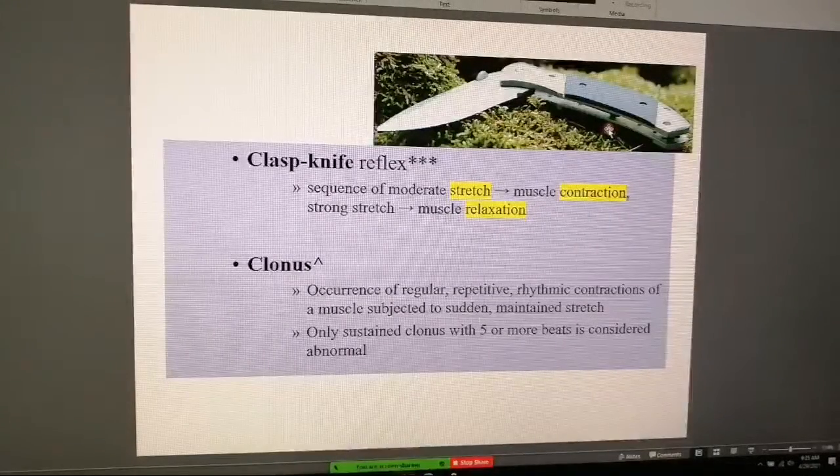As I was saying, the clasp knife reflex is due to a problem with, again, the muscle spindle, and the culprit again is the gamma efferent. So what happens? Let me just show you the video and then explain it.